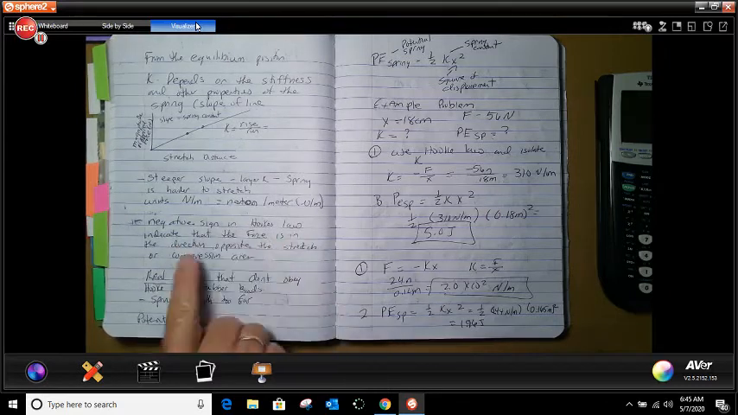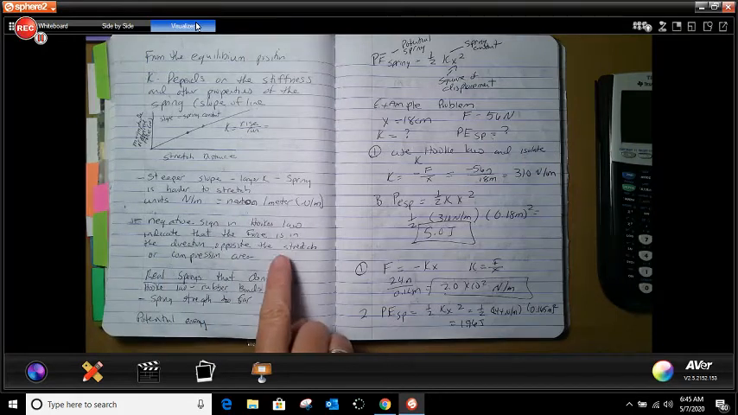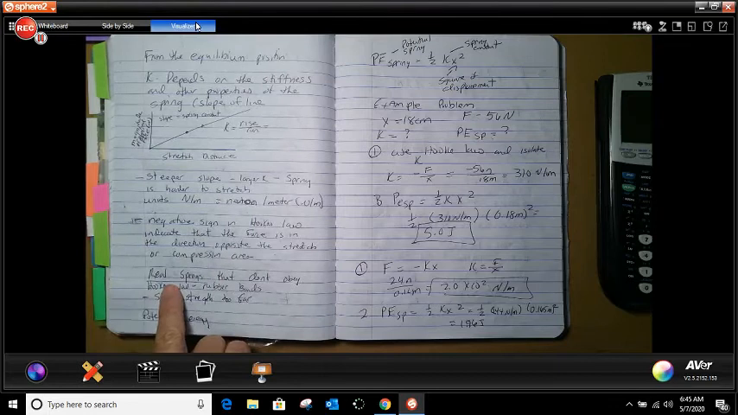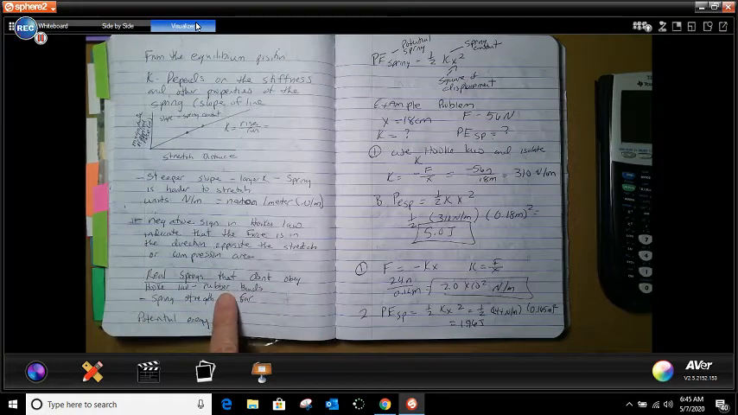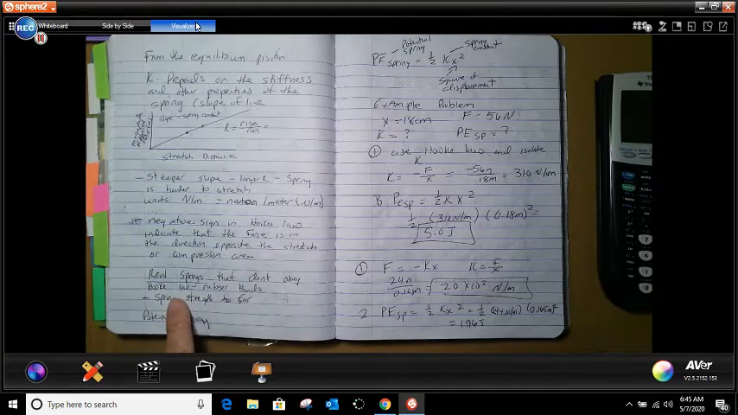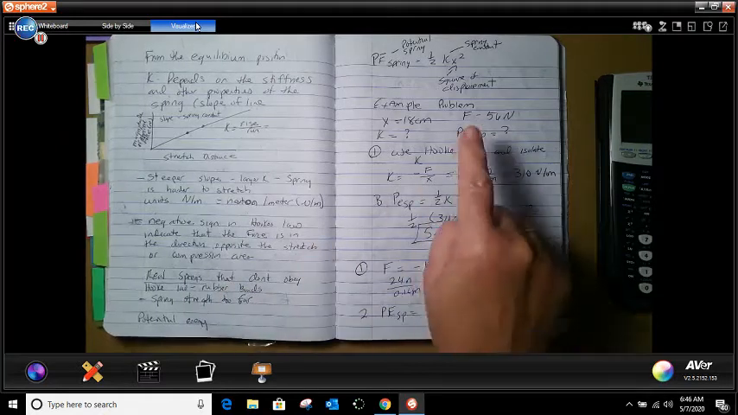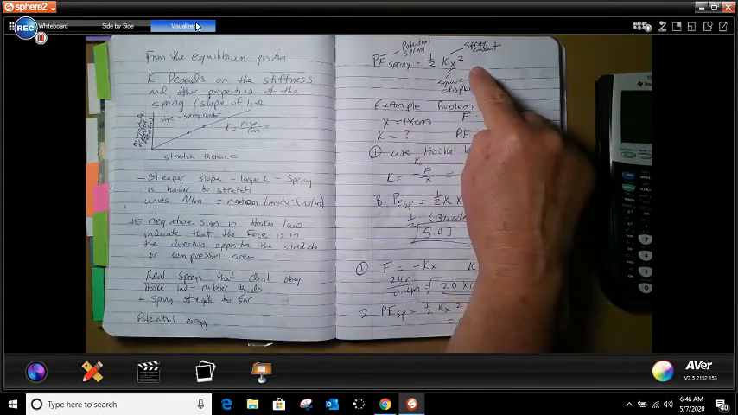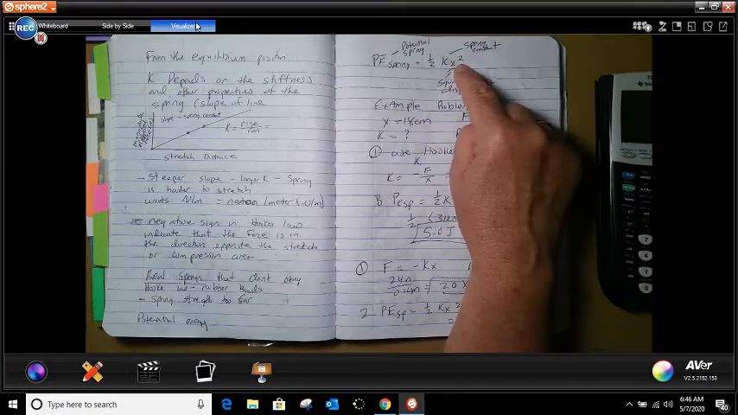The negative sign in Hooke's law indicates that the force is in the direction opposite the stretch or compression. A real spring that does not obey Hooke's law would be something like a rubber band or a spring that has been stretched too far. Potential energy of a spring equals one half the spring constant times the square of the displacement.